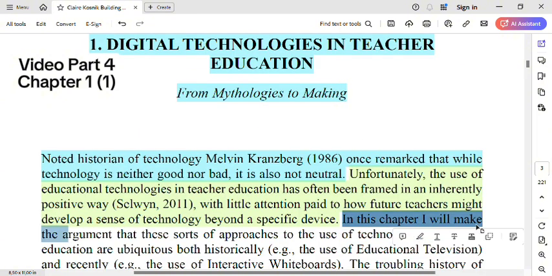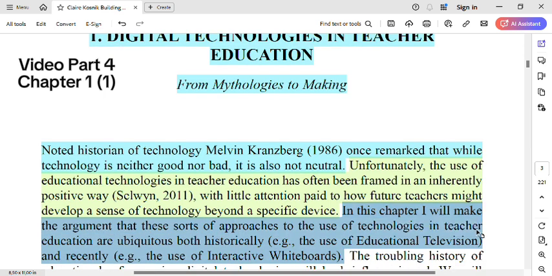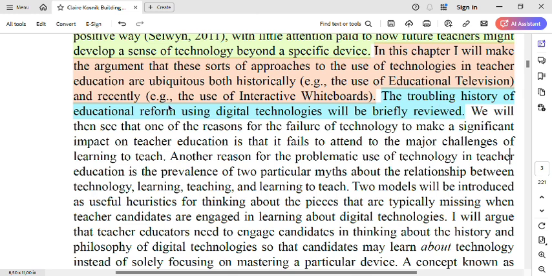In this chapter, I will make the argument that these sorts of approaches to the use of technologies in teacher education are ubiquitous both historically (for example, the use of educational television) and recently (for example, the use of interactive whiteboards). The troubling history of educational reform using digital technologies will be briefly reviewed. We will then see that one of the reasons for the failure of technology to make a significant impact on teacher education is that it fails to attend to the major challenges of learning to teach.